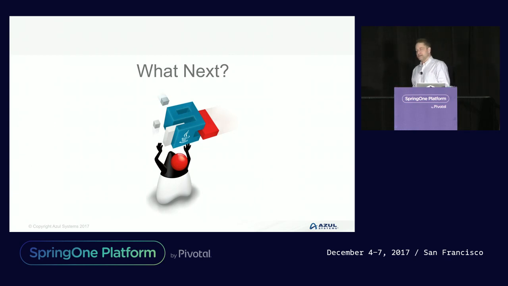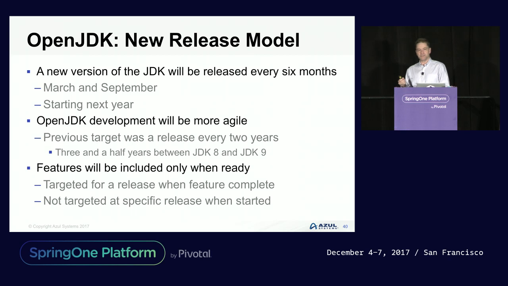What next? So that's 55 new features in JDK 9. What is happening next with Java? So a few things that have happened in the last probably 3 or 4 months that are quite significant in terms of the future of Java. So the first is there is a new release model. The idea is that there will be a new version of Java every 6 months. So that means we're going to have 2 versions of Java every year.